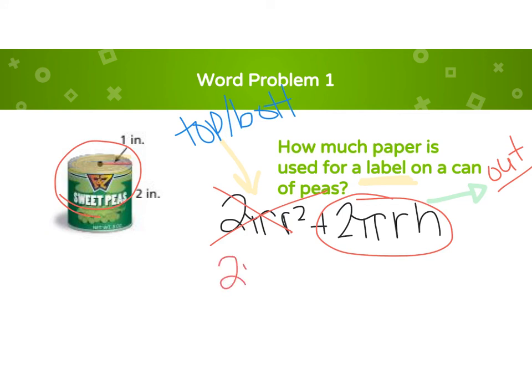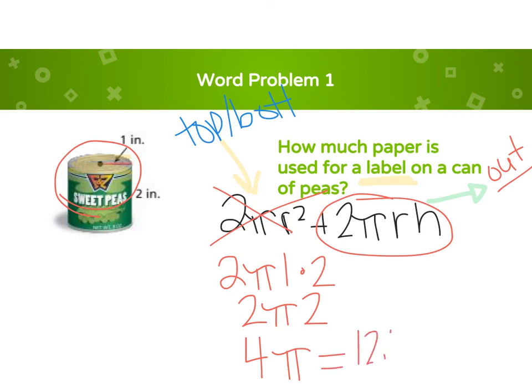So 2 pi, radius is 1, times height, which is 2. So 1 times 2, so 2 pi times 2. 2 times 2, that's 4 pi. And if you put that in your calculator, you're going to get 12.56 inches squared.